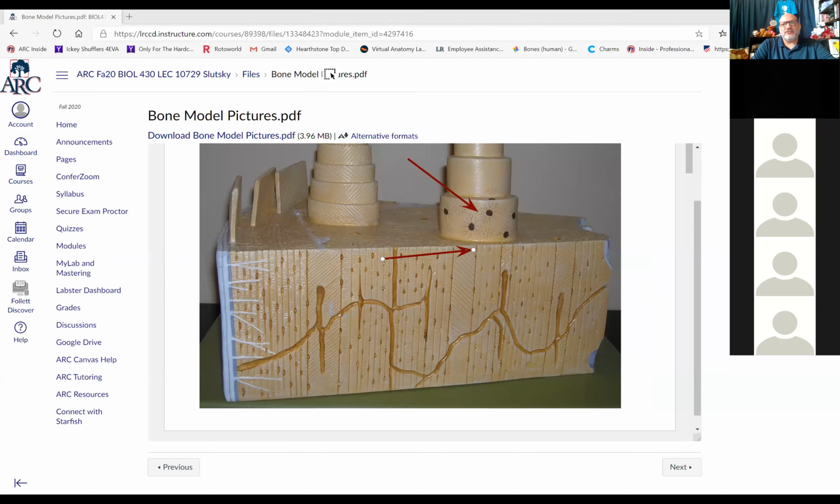Notice also, and I'll change the color of my arrow, there are these spaces that are all parallel to each other. What would the spaces represented by the pink arrows be? Central canals. Central canals, excellent. And the spaces indicated by the orange arrows, what would they be? Perforating canals. Perforating canals, also known as Volkmann's canals.